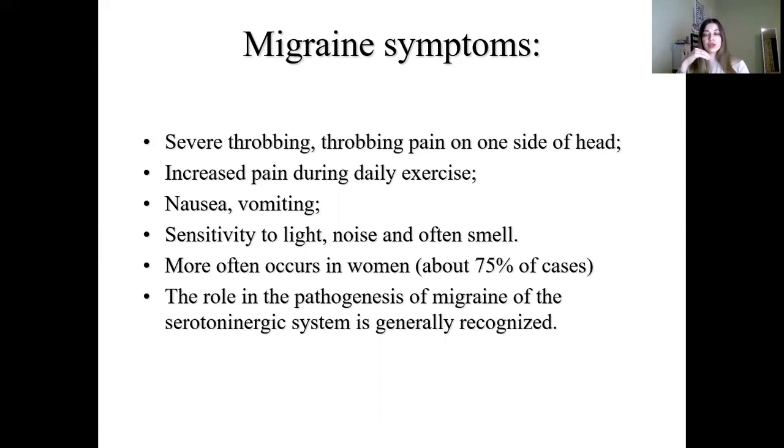More often it occurs in women, and in the pathogenesis of migraine it is generally recognized that the serotoninergic system has a role. Because of the abnormal release of serotonin, our blood vessels constrict, then dilate, constrict, dilate, and this movement makes a lot of pain, and also the edema around this pumping vessel makes pain.